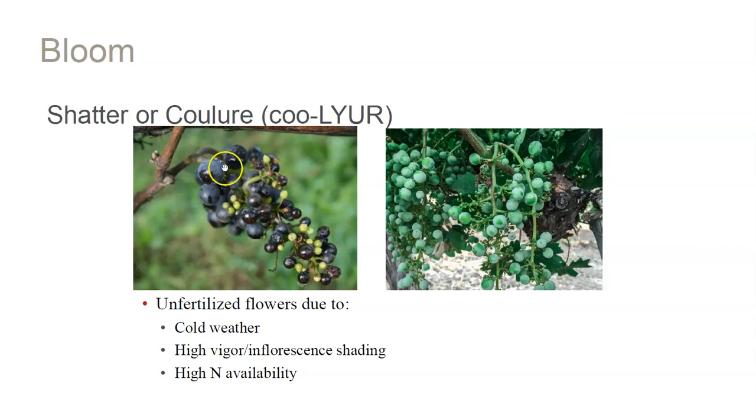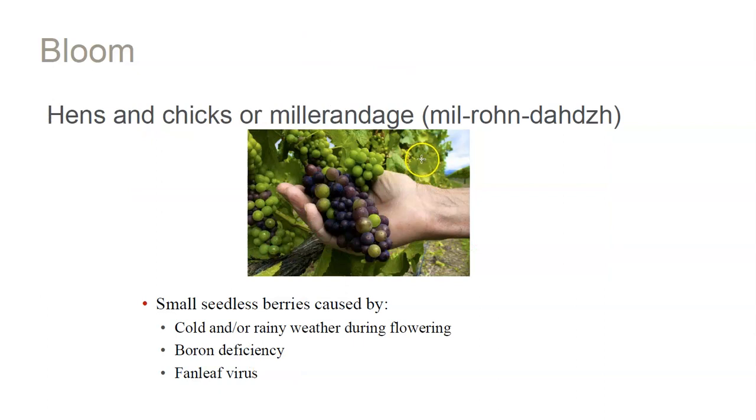When we have really heavy shading in front of the cluster, we can also have this issue. Also, if you have a big flush of nitrogen at flowering, you can have this issue. So if you're going to put nitrogen on your soil, maybe avoid doing it directly at flowering because it can cause shatter.